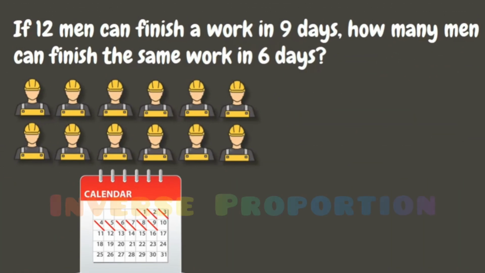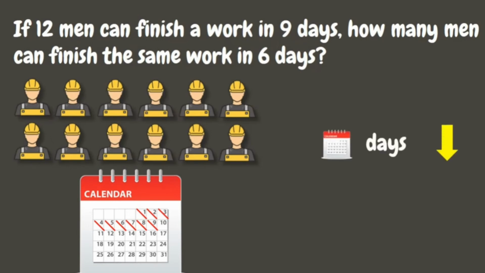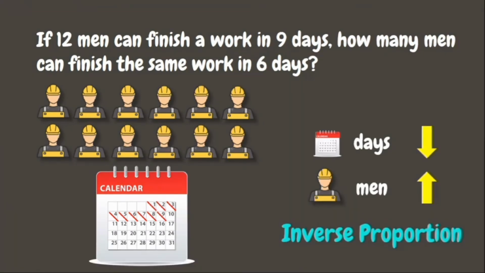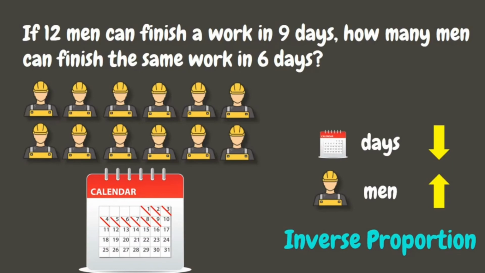Now the next one is inverse proportion. If 12 men can finish a job in 9 days, how many men are needed to finish the job in 6 days? So the 2 quantities here are number of days and number of men. The arrows are pointing in opposite directions, showing that when we want to finish the job in fewer days, we need more men. This is an example of inverse proportion. Now we are going to take the example proper.